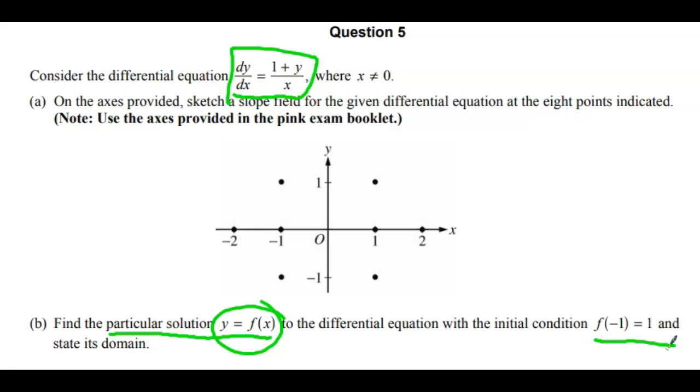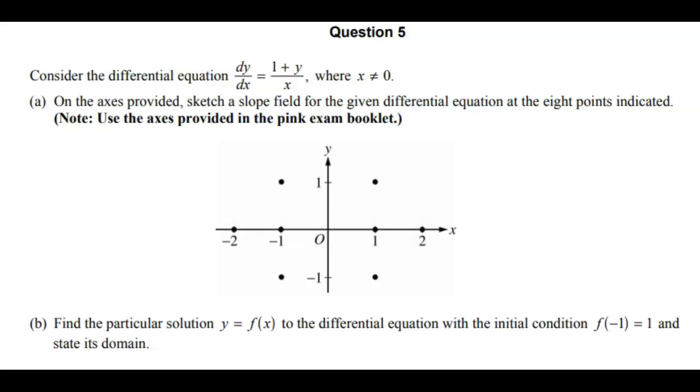I'll use less fancy language. Basically, to find your function, you need to integrate this. And when you do that, you're going to get a plus c. And to find out what your plus c is, you need to plug in that number there. After we get that, they also ask us to state this function's domain. In other words, what are the possible values of x for this particular function?